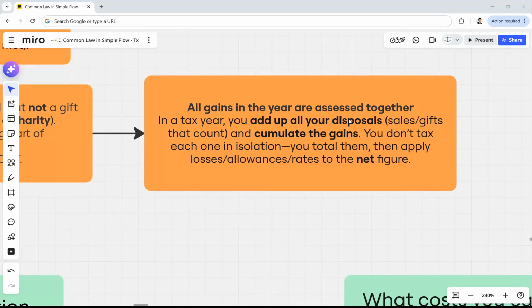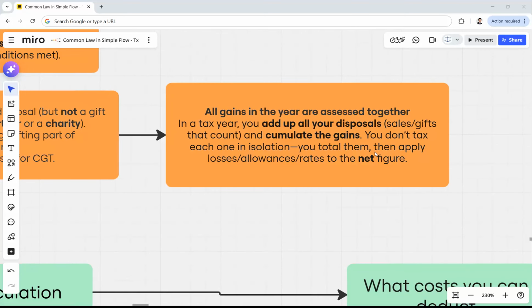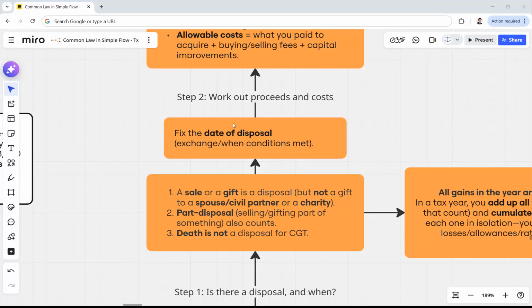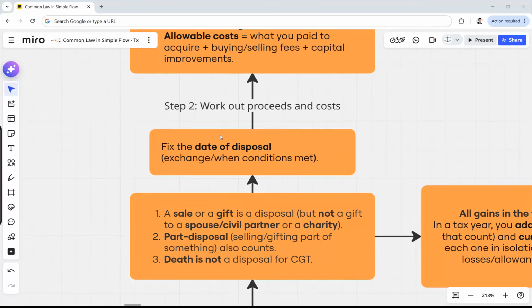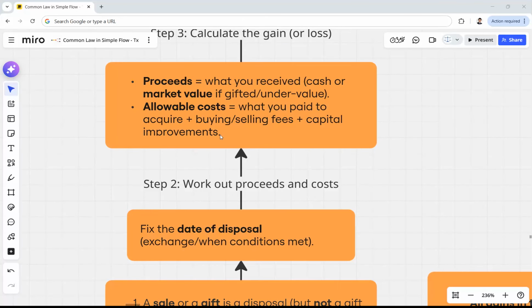All gains in the year are assessed together. In a tax year, you add up all your disposals, sales, and gifts that count, and accumulate the gains. You don't tax each one in isolation. You total them, then apply losses, allowances and rates to the net figure. Fix the date of disposal: exchange, or when conditions are met. We have spoken about the date of disposal, which is the exchange of contracts, unless the contract has a conditional date.